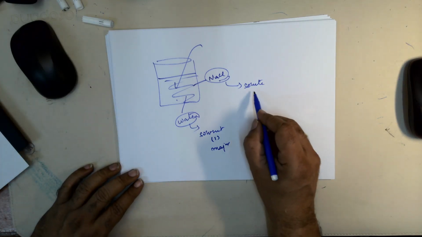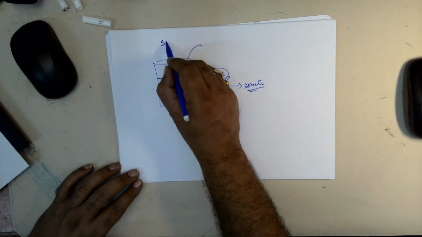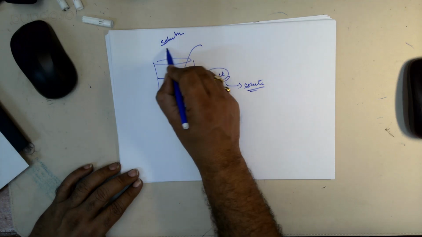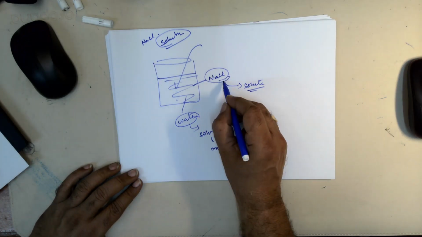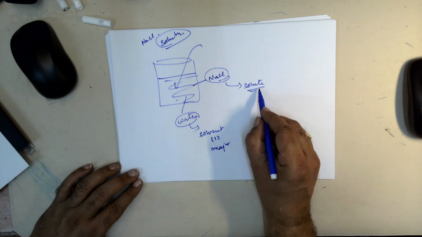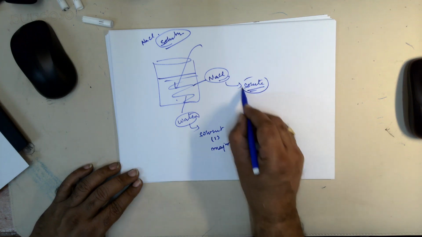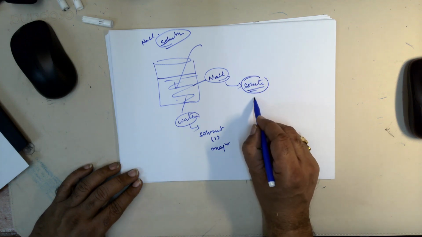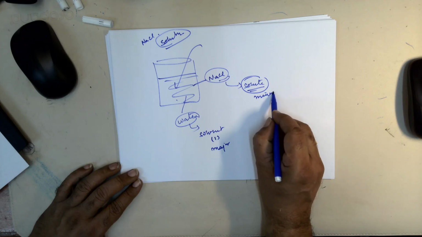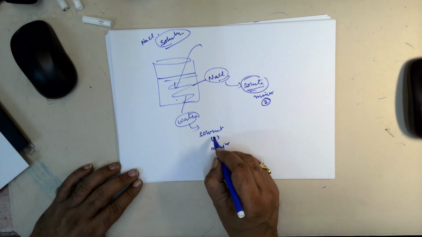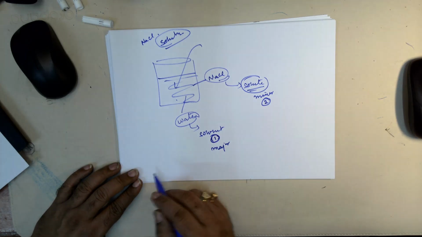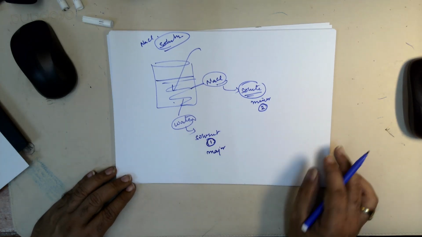So you have this solution generally. This solution, let me consider NaCl solution. It consists of water and sodium chloride. Sodium chloride is the solute. This is a minor portion, is it not? Smaller portion. So it can be represented by a number 2. Whereas solvent, it occupies major portion, so you can call it 1.